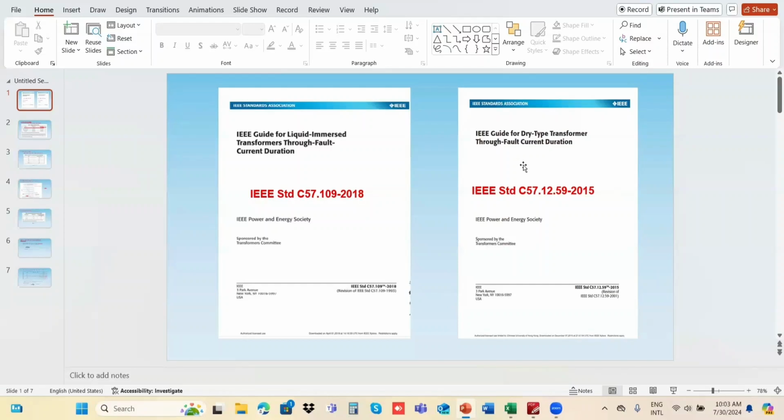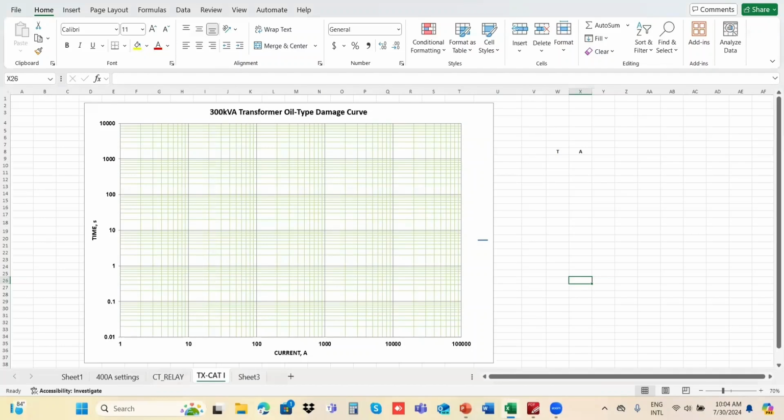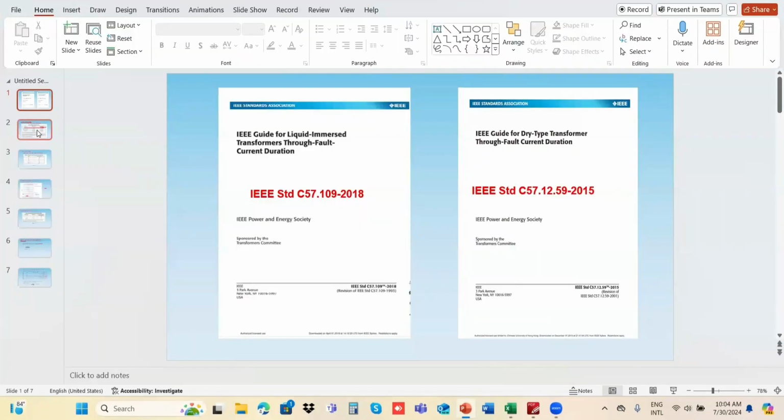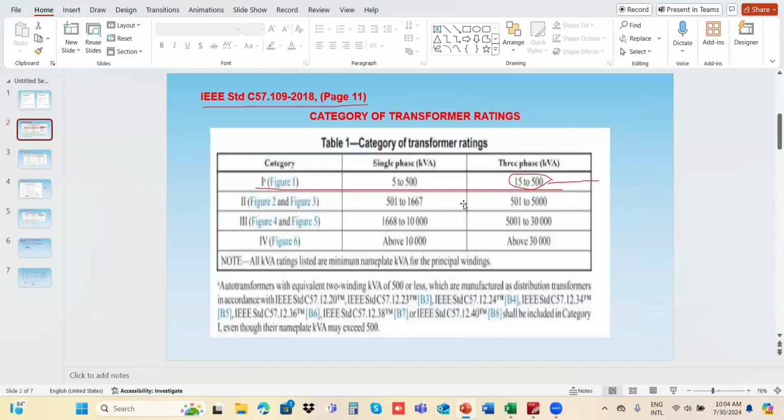So, in our sample, we are going to plot the damage curve of the 300 kVA oil type three-phase transformer. First, I'd like to discuss that there are categories for the transformer ratings.